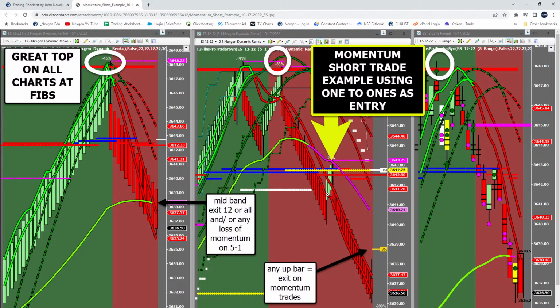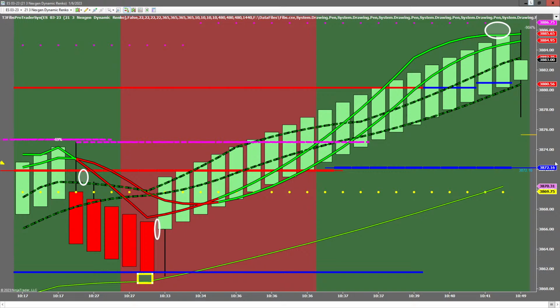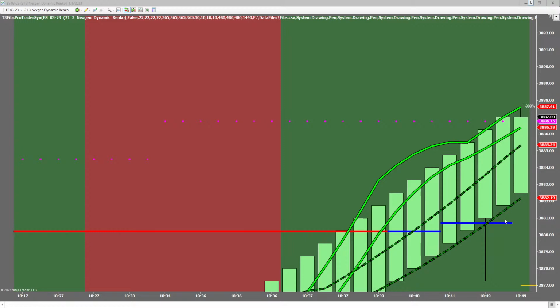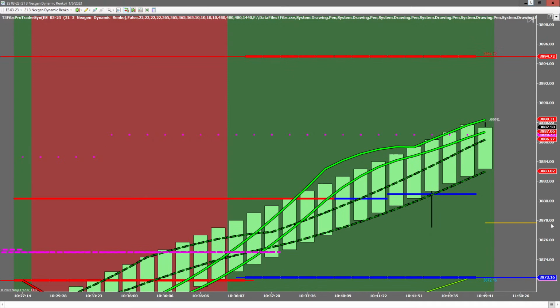Here's your 21.3 chart. Just for grins and giggles, just to see a 21.3 chart. Anybody see short trades? No short trades. Not just no, but hell no. We're going up pretty much for certain, isn't it?